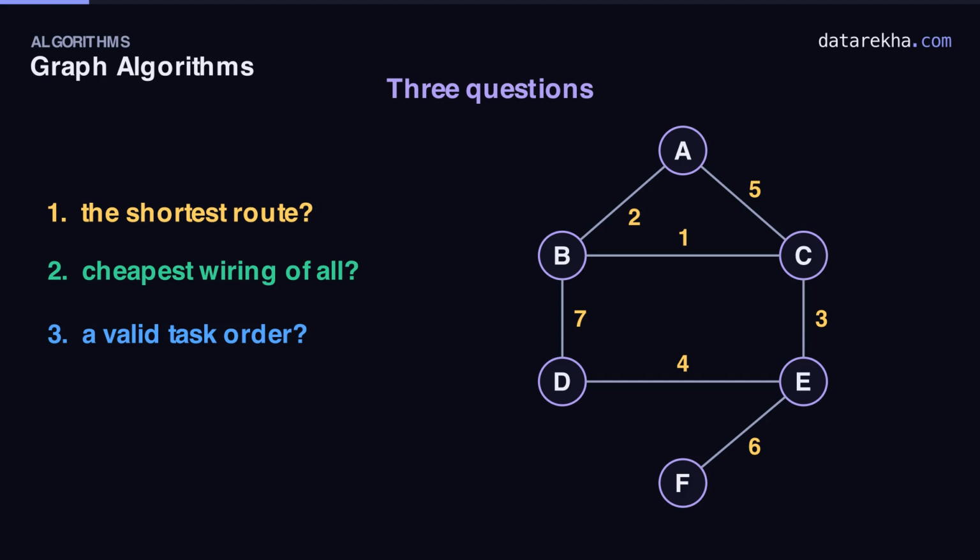3 questions. 3 classic algorithms. Shortest paths, with breadth first search and Dijkstra's algorithm. The minimum spanning tree. And topological sort. By the end, you'll watch each one run on this very graph.